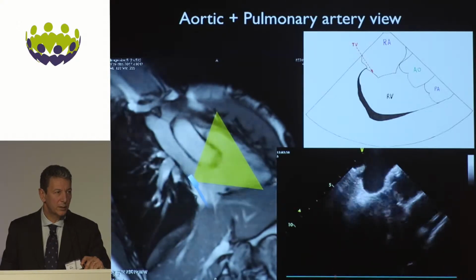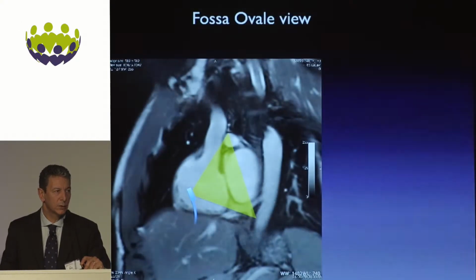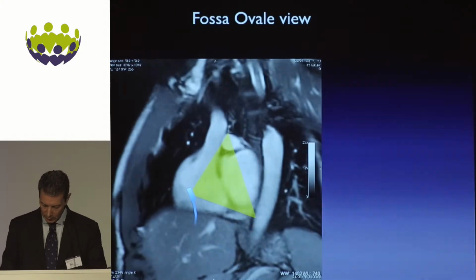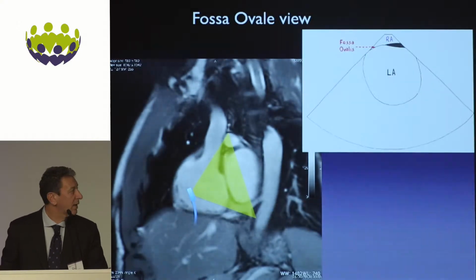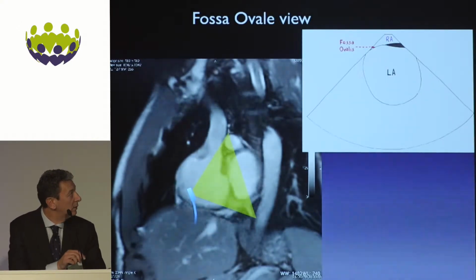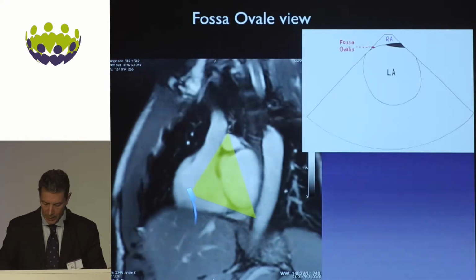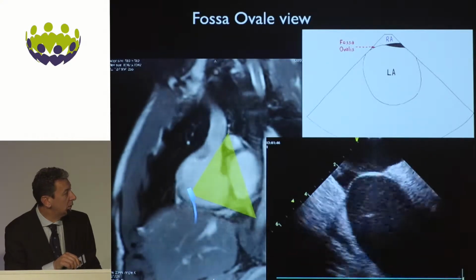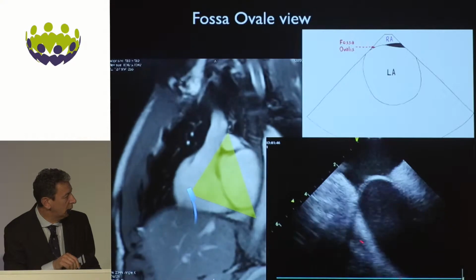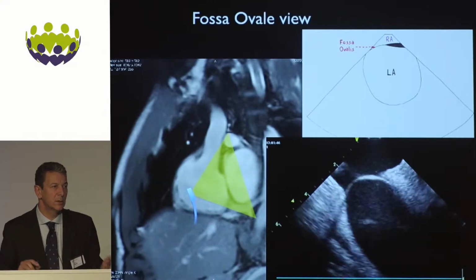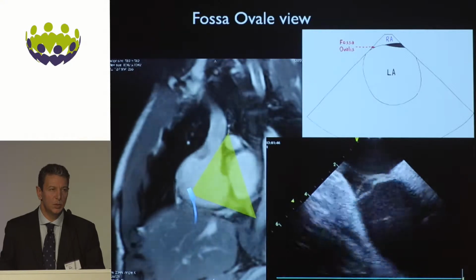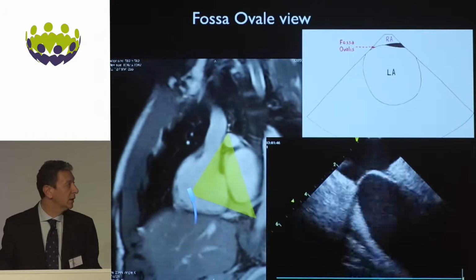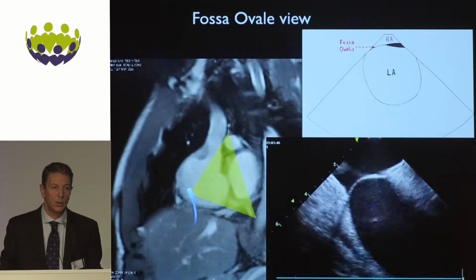With a further clockwise rotation, you are in front of the Fossa Ovale. You need to tilt the probe posteriorly in order to centralize the imaging, and you will get this imaging from the ICE. This is the corresponding view. You see the Fossa Ovale, the septum secundum, the left atrium. Usually this view is very good because the probe is just in front of and close to the Fossa Ovale. And this is fine to perform a good transeptal puncture.